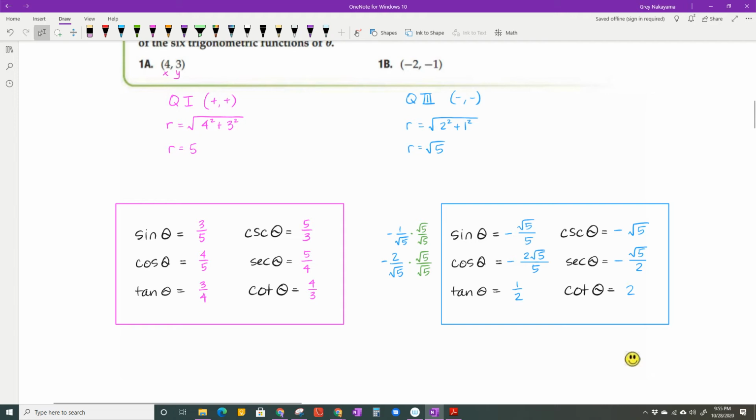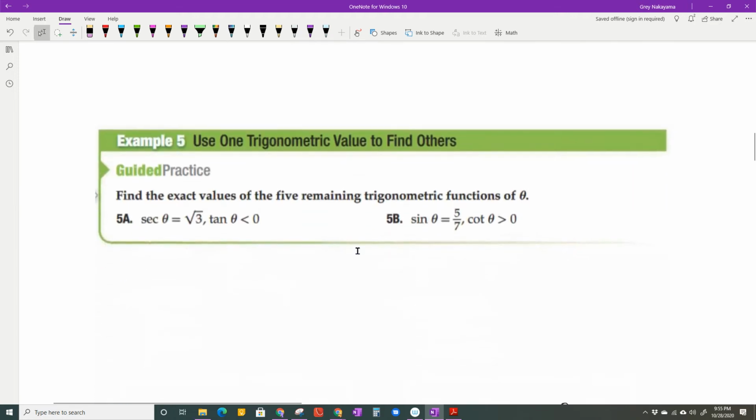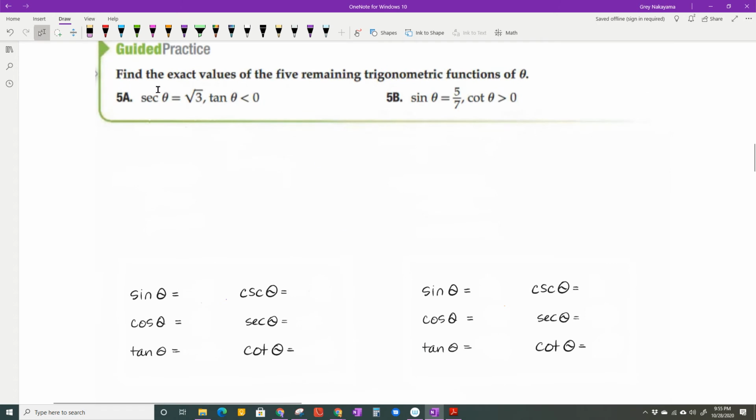Okay, now these tend to be a little more challenging. You just got to think a little bit. Again, we're finding the exact values, so you can't give me any decimals if you round anything. But let's start. They tell us that the secant of theta is the square root of 3. There's a lot of information in that right there.